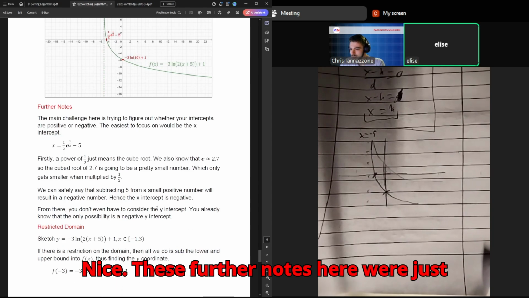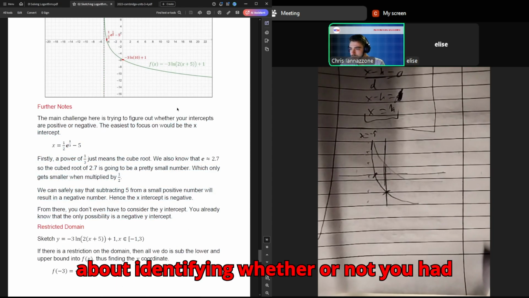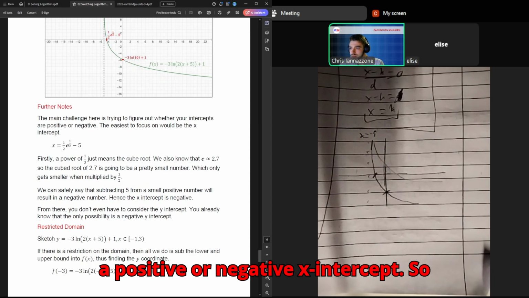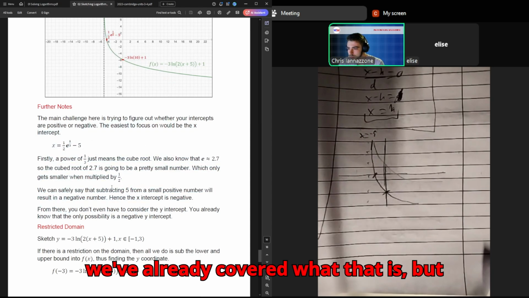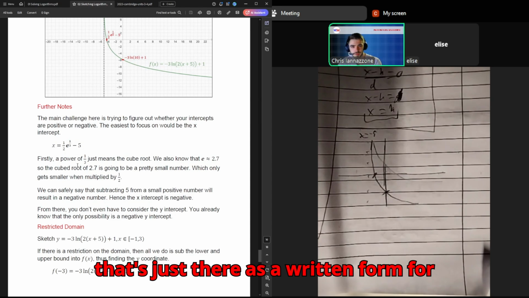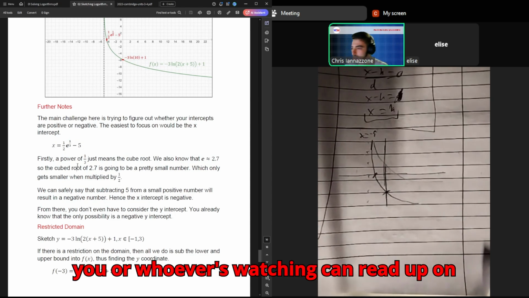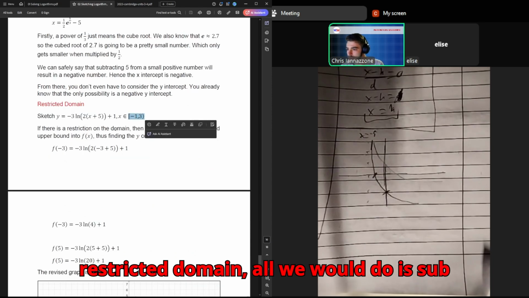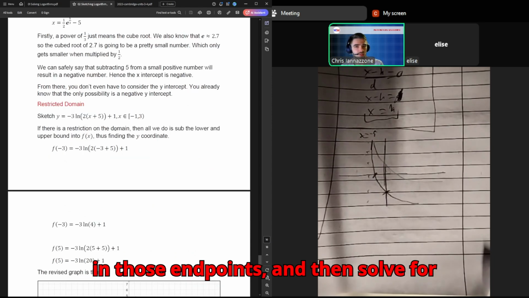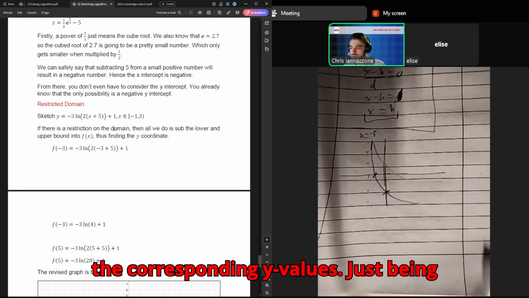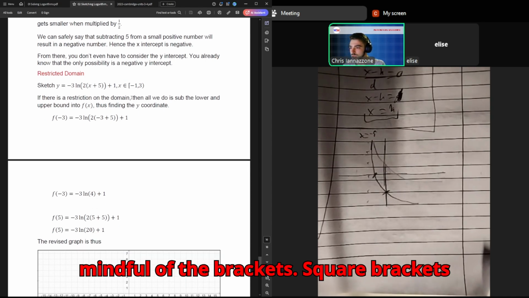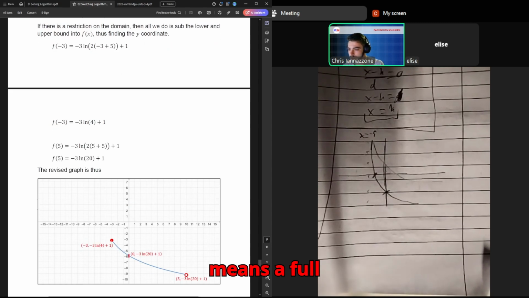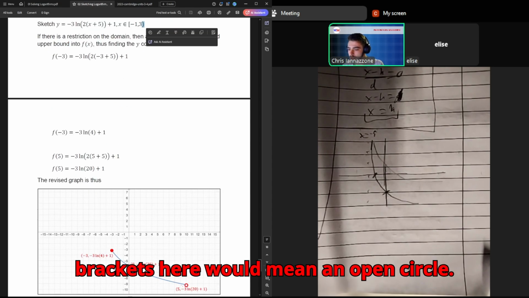These further notes here were just about identifying whether or not you had a positive or negative x-intercept. So we've already covered what that is, but that's just there as a written form for you or whoever's watching can read up on that. And if we had a restricted domain, all we would do is sub in those endpoints and then solve for the corresponding y values, just being mindful of the brackets. Square brackets means a full circle, and rounded brackets here would mean an open circle.